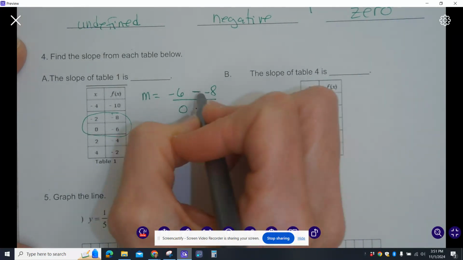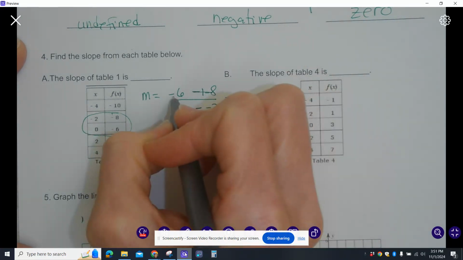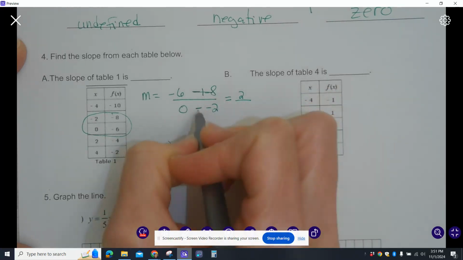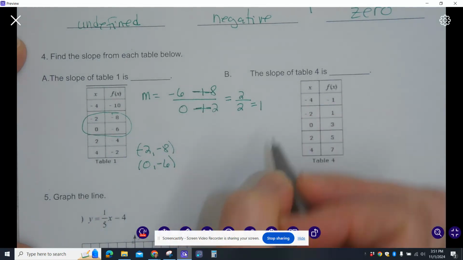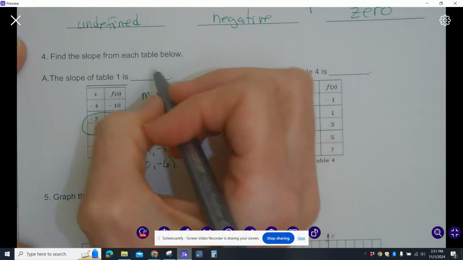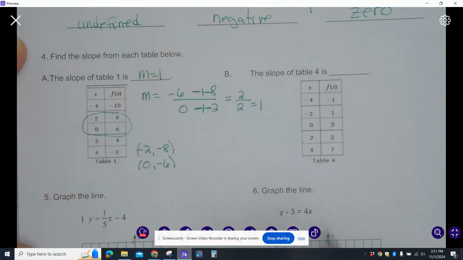I have a double negative there. Turn that into a plus. Negative 6 plus 8 is 2. Another double negative. Turn that into a plus. 0 plus 2 is 2. 2 divided by 2 is 1, so my slope is 1.